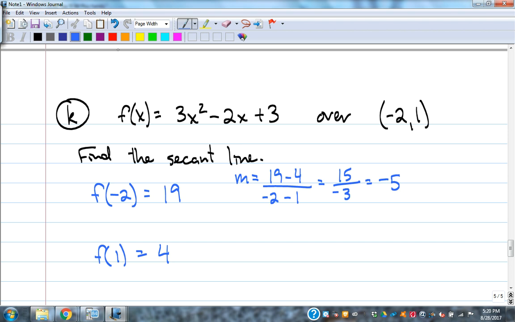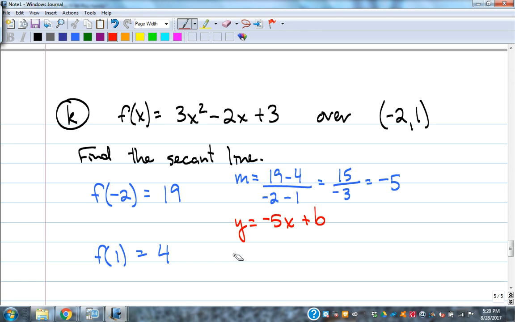Plug it back into the y equals mx plus b, -5x plus b, and then what do we do? Got to find b, so we use what? One of the ordered pairs. Does it matter which one? Pick the easiest one you think is there. I'm going with 1, 4, because I'm pretty sure I can multiply by 1.